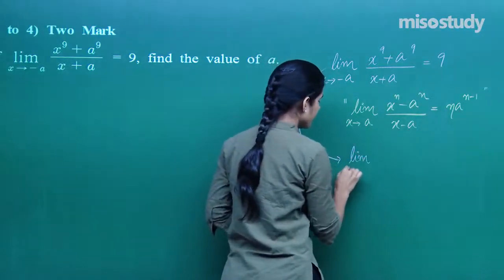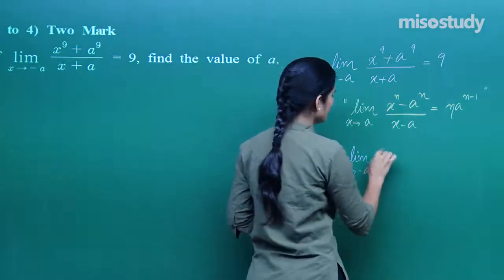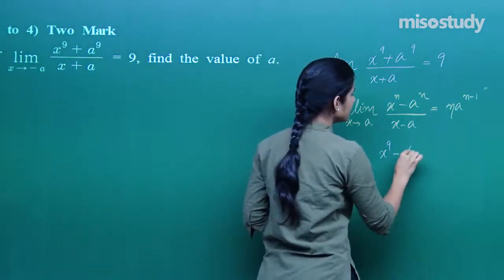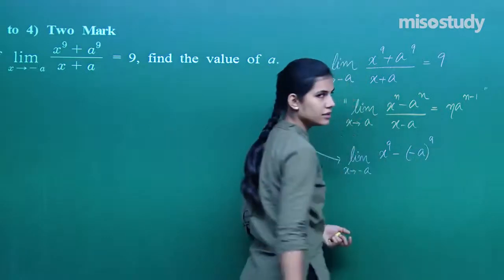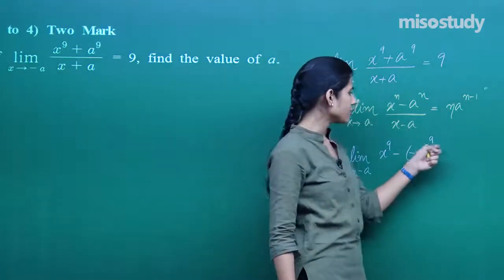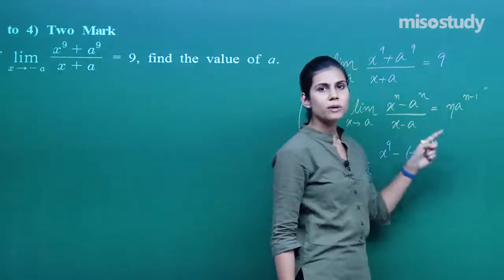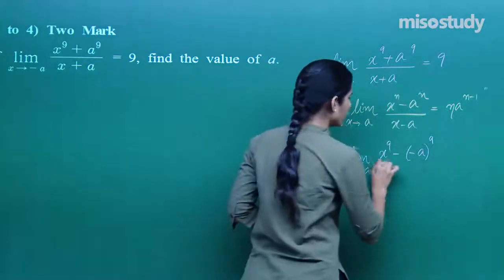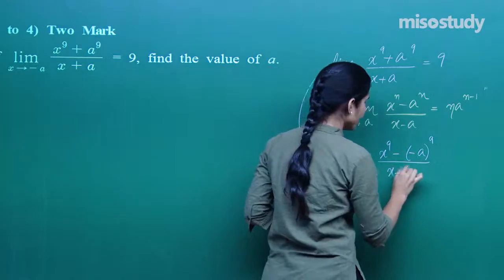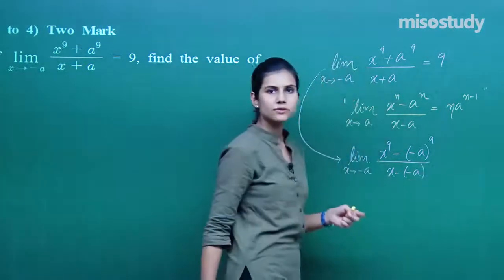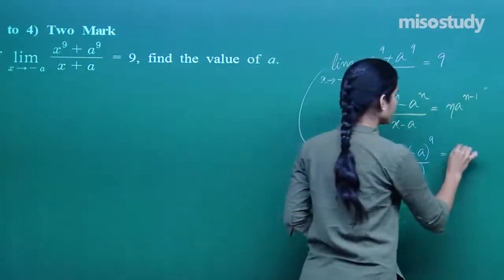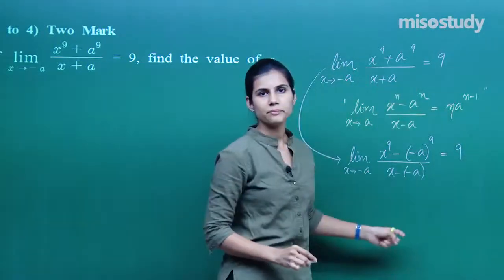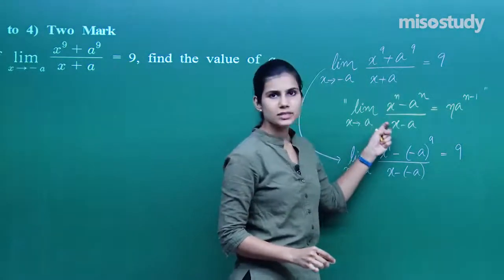Limit x tends to minus a, x to the power 9 minus minus a to the power 9. Can I write it like this? Minus a to the power 9 is minus of a to the power 9, minus minus will give me plus, I will be back with the same numerator, whole upon x minus of minus a, which eventually gives you x plus a. This is equal to 9. I have just rewritten the same thing in order to match it with this expression.